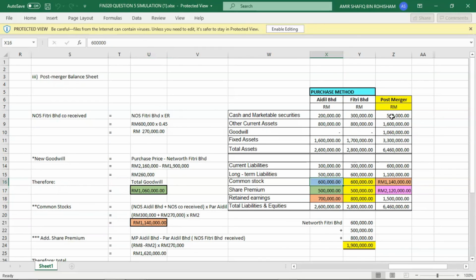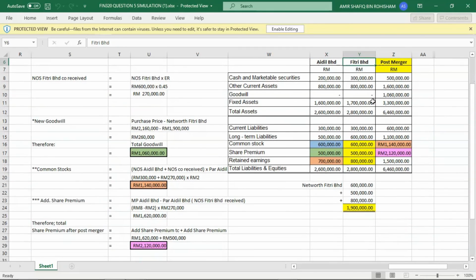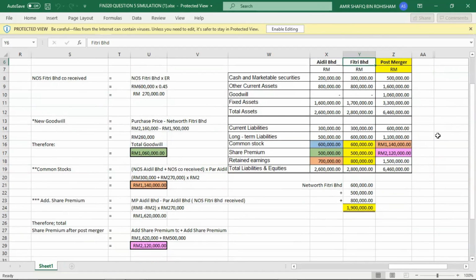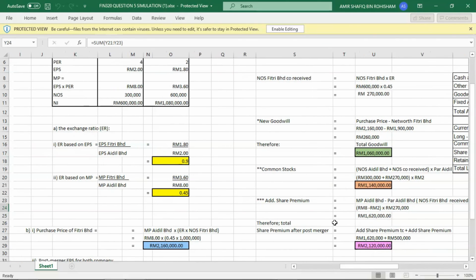The numbers are already highlighted. This is the post-merger, the purchase method for Aidil Berhad and Fitri Berhad. You can pause. Now for the net worth of Fitri Berhad, we get 600,000 plus 500,000 plus 800,000, which are the numbers for common stock, share premium, and retained earnings. We will get 1,900,000. That's it from me. Thank you.